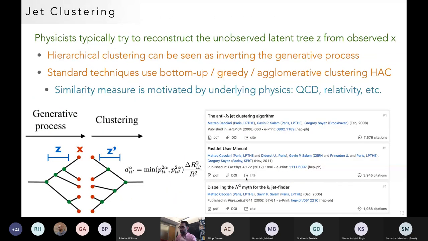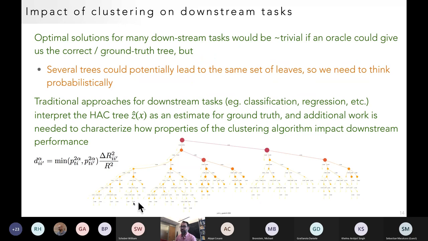The typical approach would be that you use this quantity. You would start with a bunch of leaves, a bunch of particles. For each pair, I and I prime, you would calculate this quantity, which is like a distance measure. Then you'd find the two that are the closest and cluster them together, and then you would repeat that process over and over again. That's agglomerative clustering, and when you do that, it produces a binary tree that looks like this. That's what I'm calling Z hat of X. There are other algorithms around, but these are the dominant ones.